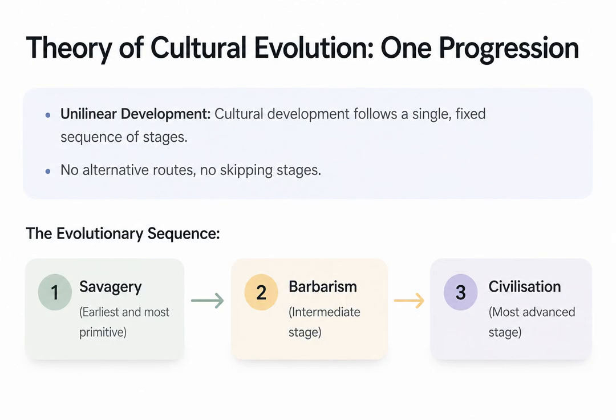The second assertion is one progression, meaning cultural development is strictly unilinear. It follows a single, fixed sequence of stages. There are no alternative routes, and no culture can skip a stage. Every society must move through three specific phases in exact order: savagery, which is the earliest and most primitive stage; barbarism, the intermediate stage; and finally, civilization, the most advanced stage. This three-stage framework was heavily influenced by earlier Enlightenment thinkers.